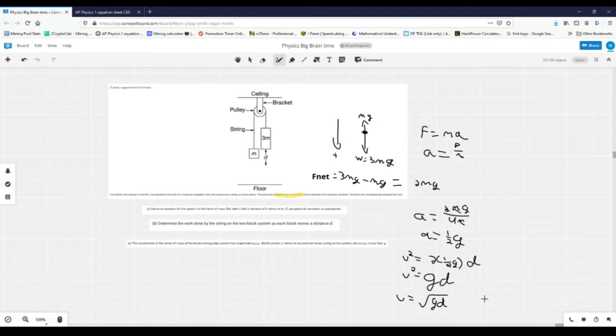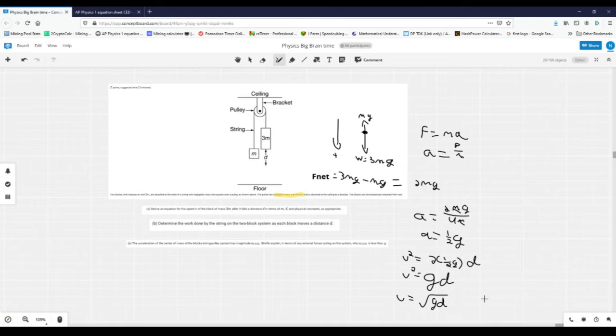Okay, so does everyone understand A? At least the way that we did it here. We might go back and do energy, if anyone wants that later. Yes. Yeah, I get it. Okay. So the next one is determine the work done by the string on the two-block system as each block moves the distance d.